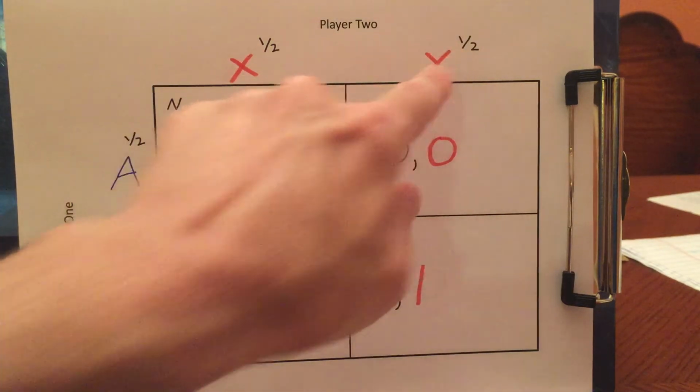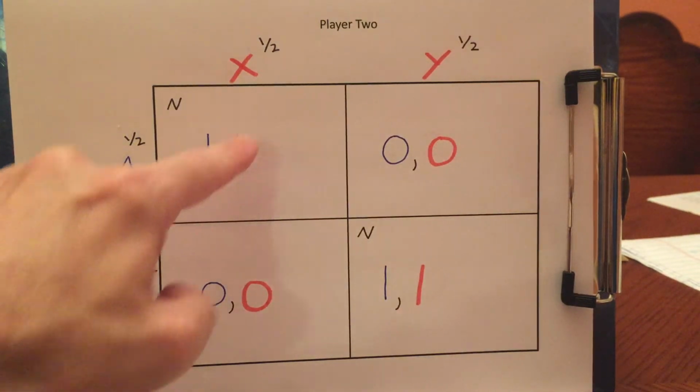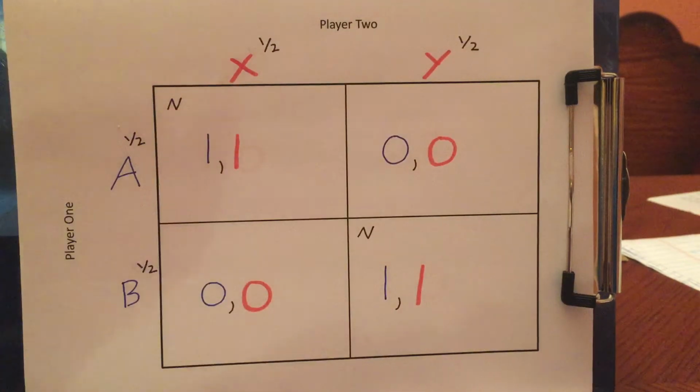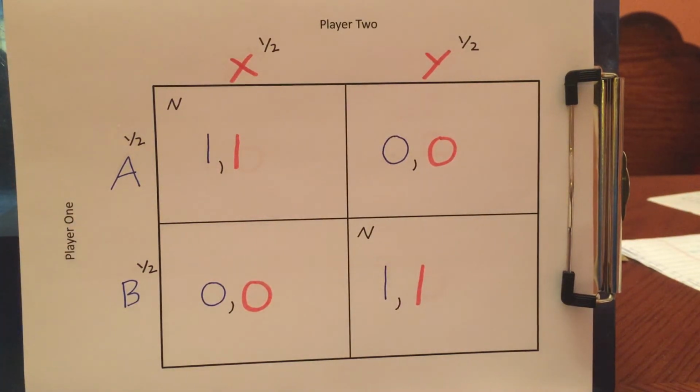If X is played half the time and Y is played half the time, player one says, well, if I were to pick just A, I'd get 1 half the time and 0 half the time, so I get on average 1/2. If I pick just B, I'd get 0 half the time and 1 half the time, so I get on average 1/2. I would get the same payoff from playing A as I do from playing B. I'd get 1/2 either way. That makes player one indifferent between A and B. In fact, player one is indifferent among anything she could possibly do because her payoff is just going to be the probability she plays A times 1/2 plus the probability she plays B times 1/2. Sorry for all the 1/2s.